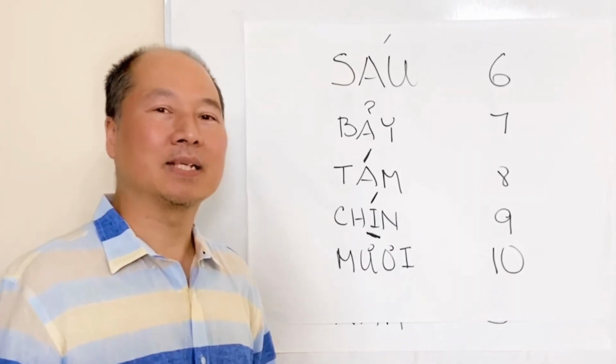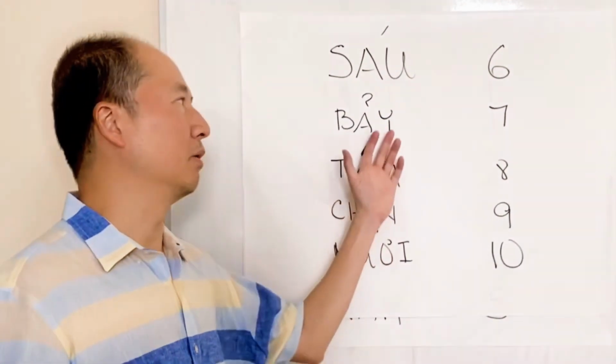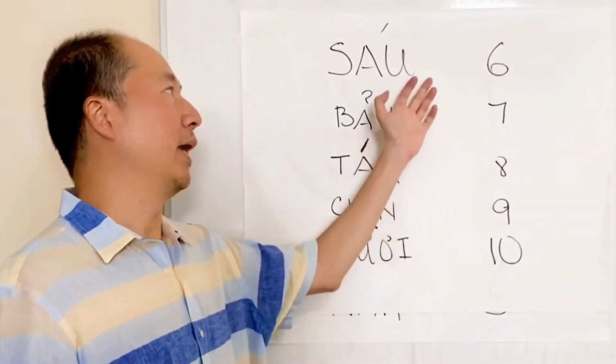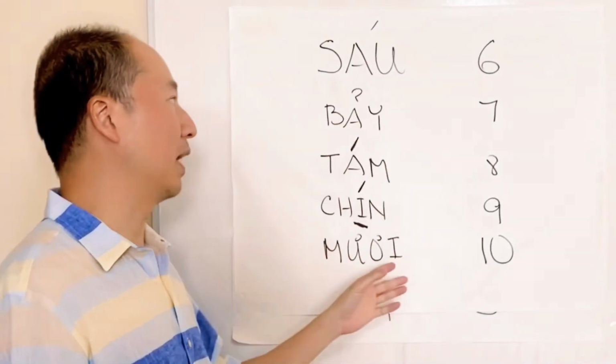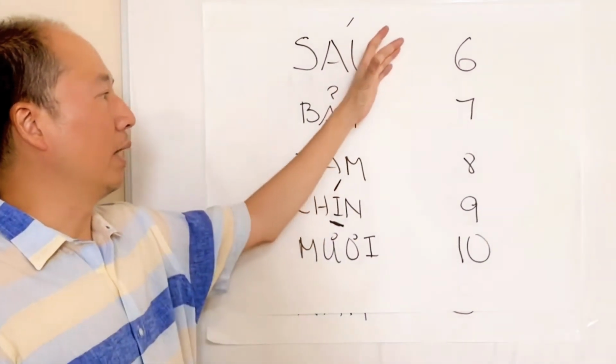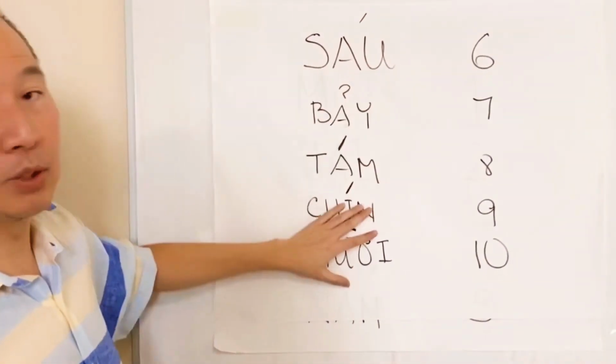Hey, this is Alex, and this is another short video, part 2 of how to count to 10 in Vietnamese. And as I mentioned in the previous video, if you haven't seen that, go ahead and watch part 1, how to count 1 through 5. So what I did is I wrote down the numeric representation, and these are the Vietnamese words for it.